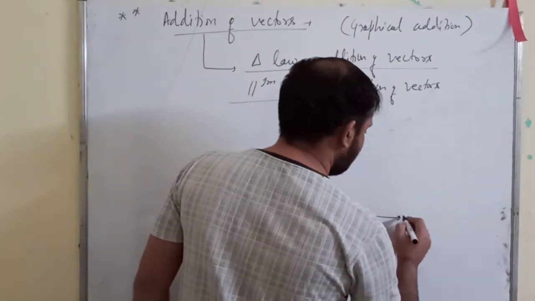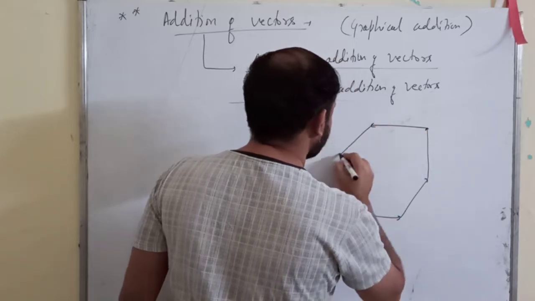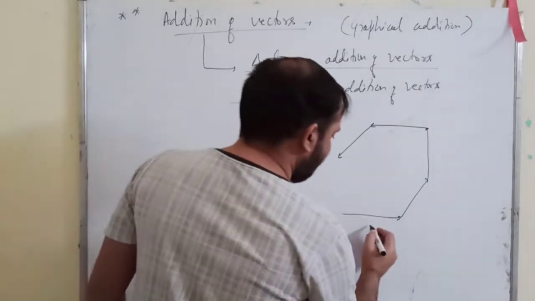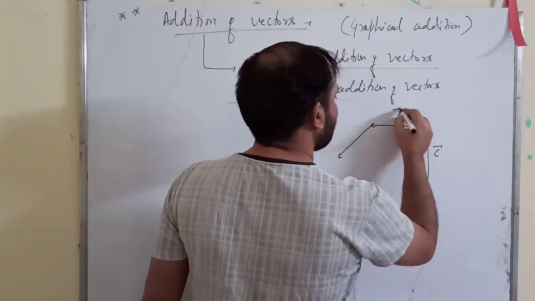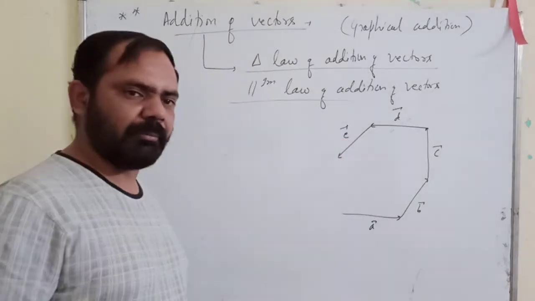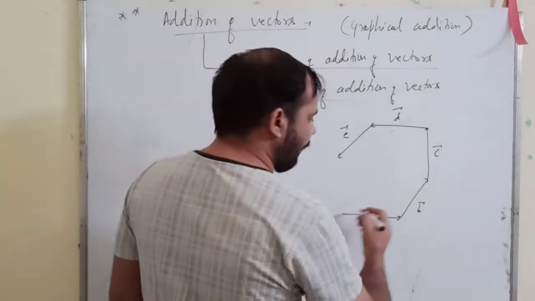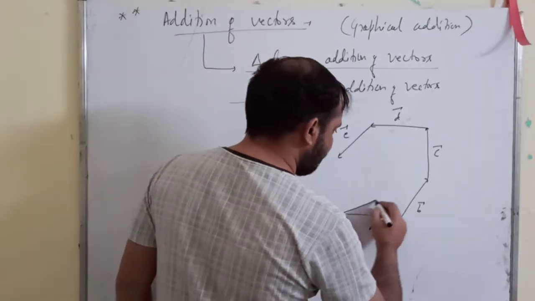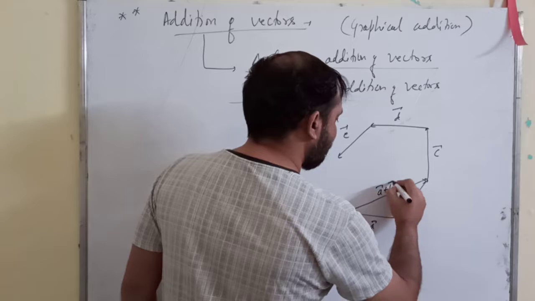Now it is not necessary that you will have only two vectors. You can have like this: A vector, B vector, C vector, D vector, E vector. Now there you have more than two vectors, so how can you add them? Simply, you again apply the triangle law of addition of vectors. Now what is this vector? This is A plus B.